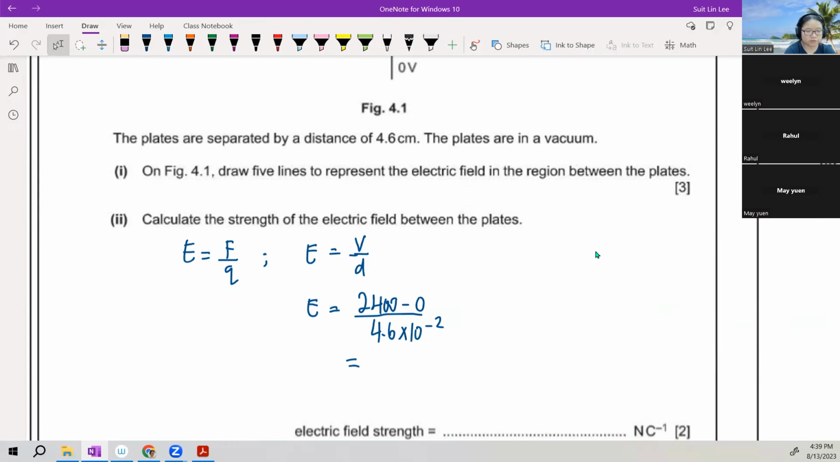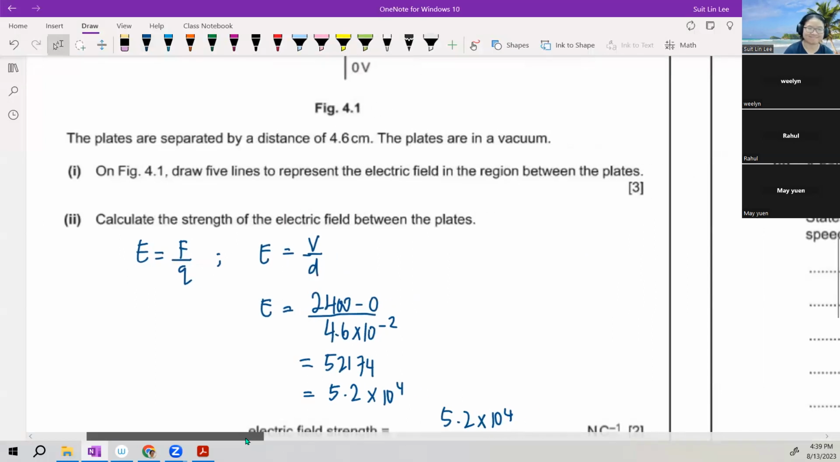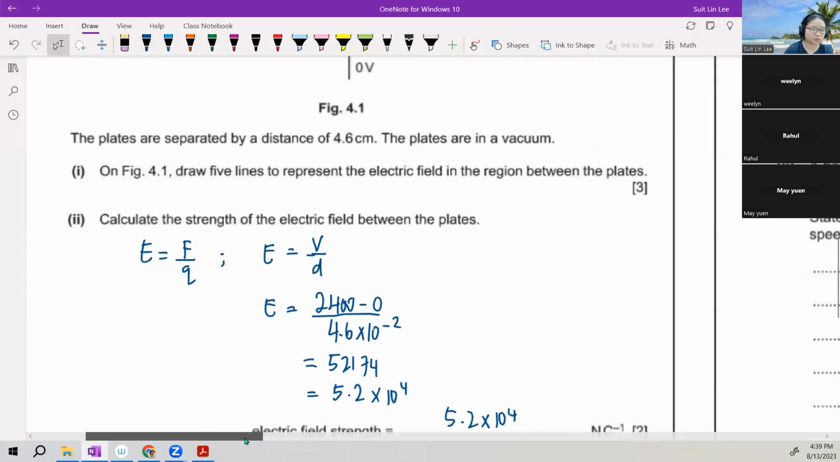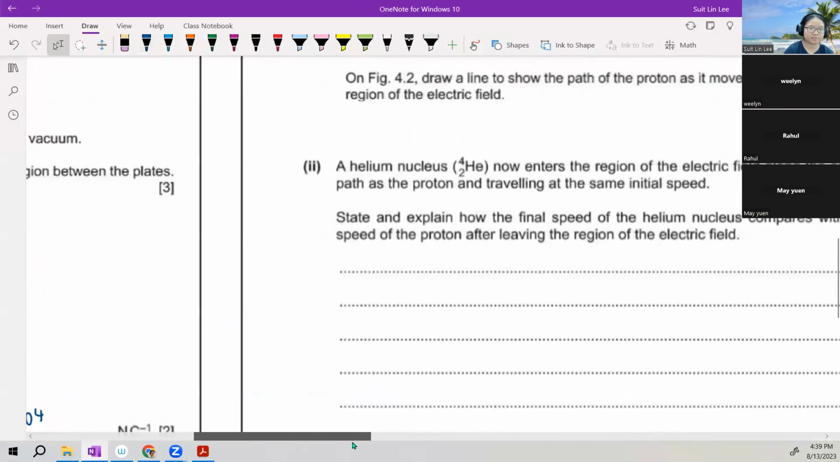So as usual, everything here should be in SI. So from here, I will have 52174. And I'm going to convert this to 2SF to follow the question. So 5.2 times 10 to the power of 4. Of course, you could also write in 3 significant figures, but no more than 3 lah, because the raw data is 2SF. Okay, next part.